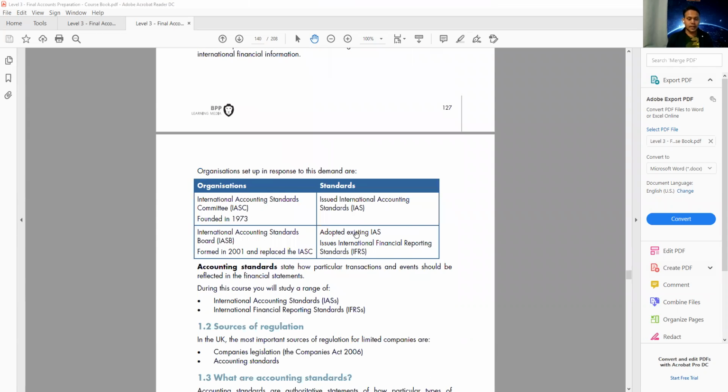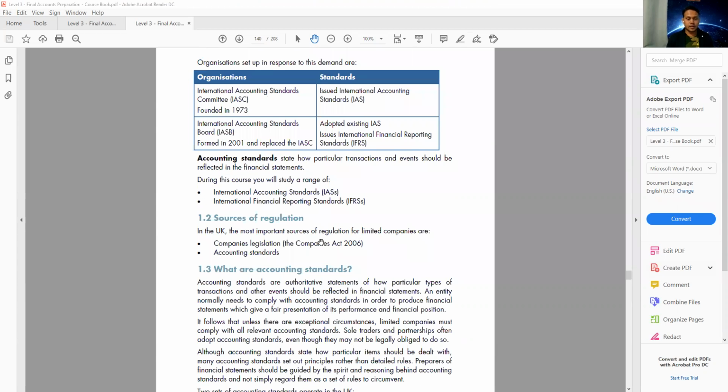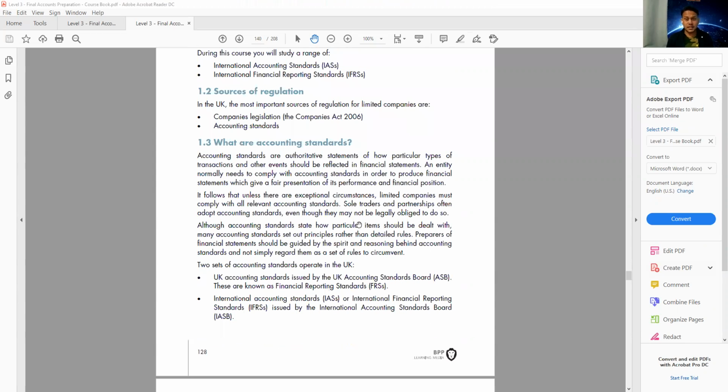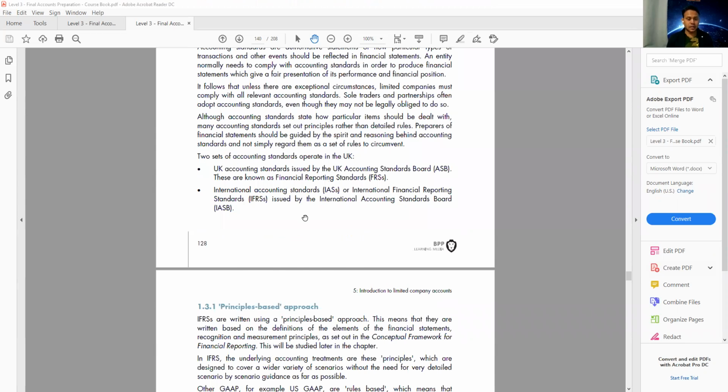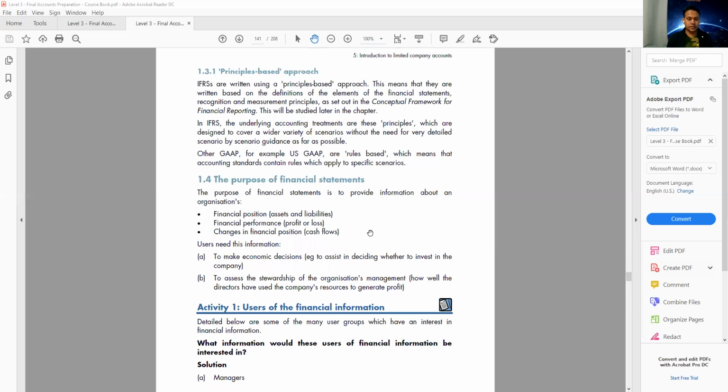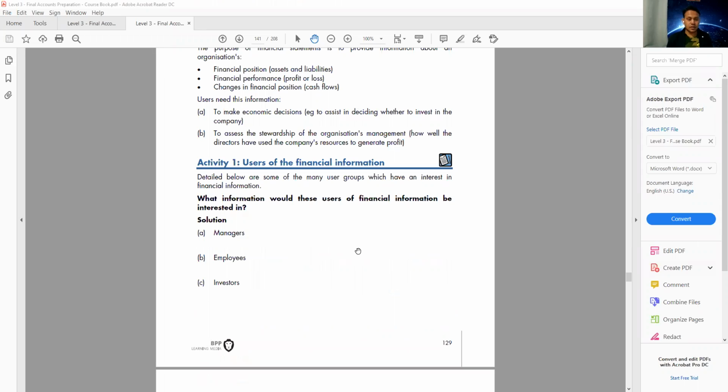Okay, so here we have what is an accounting standard. This is just the laws of accounting, so I don't think you have to spend a lot of time on that. Then the purpose of the financial statements. We know it is the assets and liabilities, profit and loss, and cash flow statement. We discuss all of this.